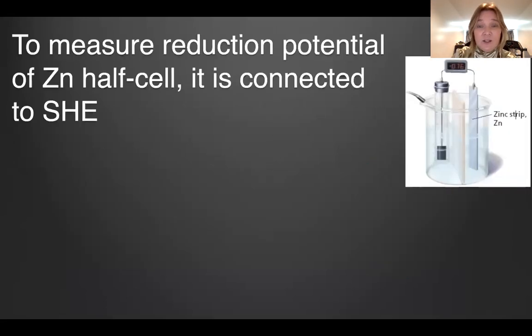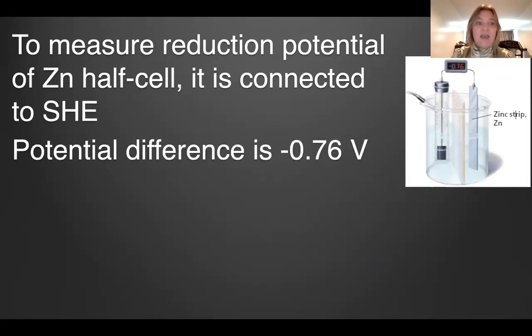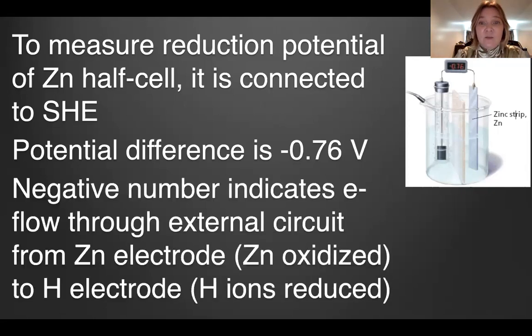To measure the reduction potential, the zinc half cell is connected to the SHE. And like I said, the potential difference you can see from the voltmeter is negative 0.76. The negative number indicates the electrons flow through the external circuit from the zinc electrode, which is oxidized because of the negative electrode potential. That means that zinc is going to be oxidized. The electrons flow from zinc to the hydrogen electrode, which means the hydrogen ions are reduced.